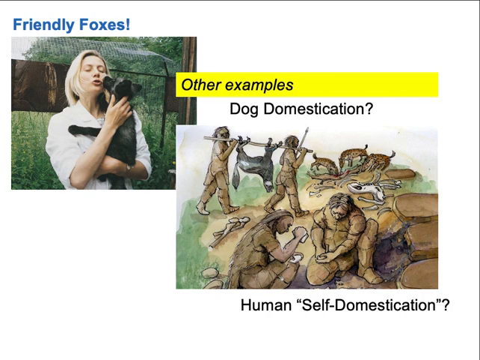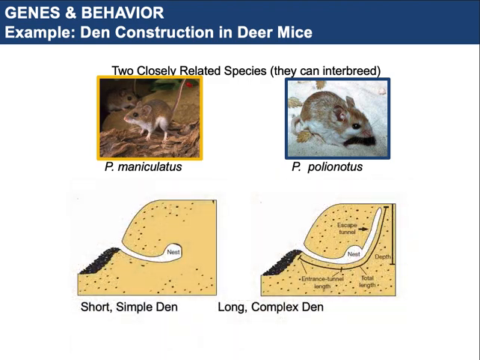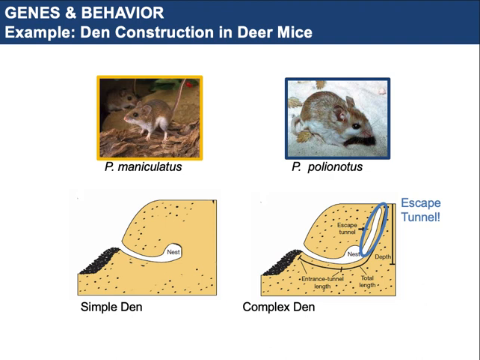Okay. So there are other examples of the influence of genes on behavior. And this is another classic study in behavioral evolution. Basically, what happened was researchers interbred two closely related species of mice to investigate the genetics of den construction behavior. And so these two different species differ in the kinds of dens they created. One species would create a short, simple den, whereas the other species would create a long, complex den with an escape tunnel.